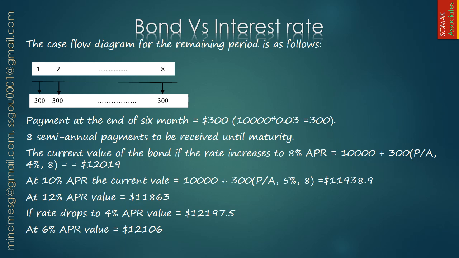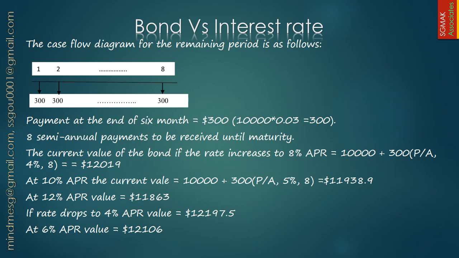And then just to complete the example, what happens if we dropped to 4% instead of 6%? The value would have gone up to $12,197. At 6%, the current rate, the value of the bond at this point in time is $12,106. So it simply shows that as the interest rate in the market goes up, the value of the bond goes down. As the interest rate drops, the value of the bond goes up. That gives you a guideline when you want to trade a bond.